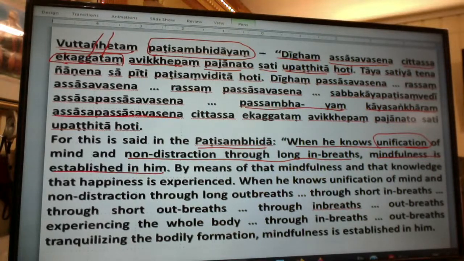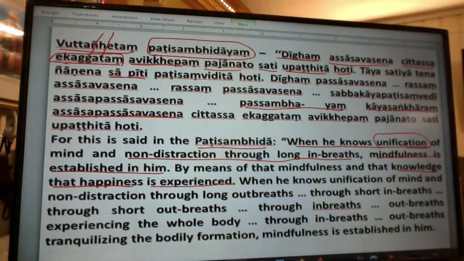Pajanado is understanding with the wisdom. Sadi ubatita hodi. Very established, mindfulness established. So by means of the mindfulness and knowledge, taya sadiya tena jnanena, is the meaning. By means of that mindfulness and that knowledge. Knowledge is wisdom, okay? Pali is taya sadiya tena jnanena sabidi, or that happiness or joy. That happiness is expedient. Padisamvidita hodi.